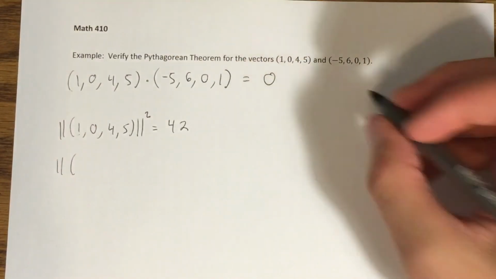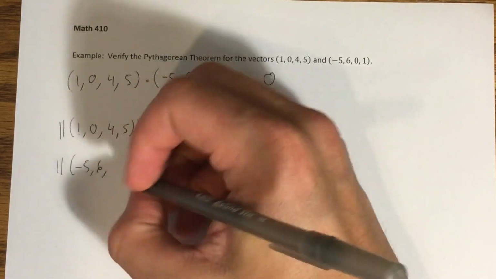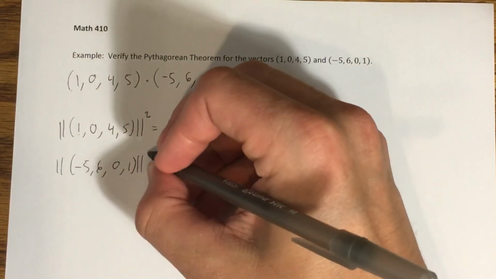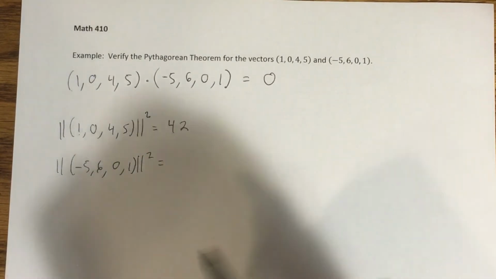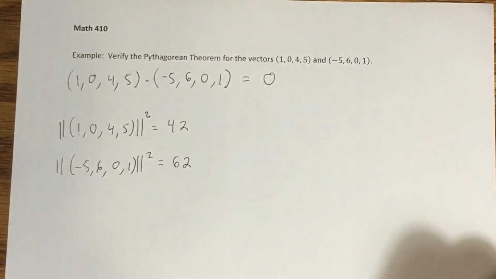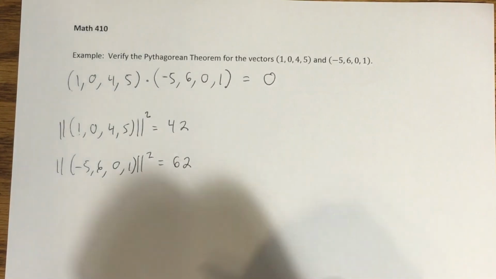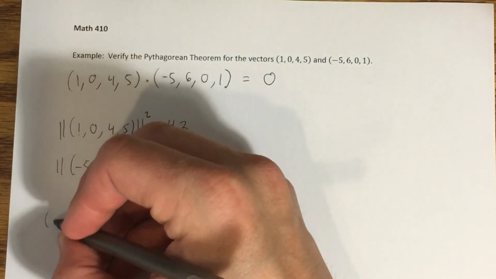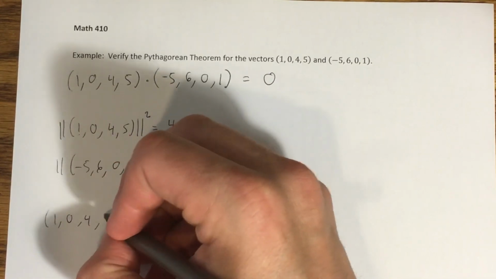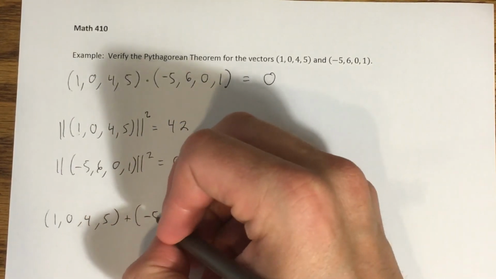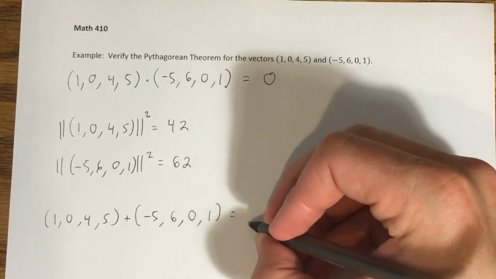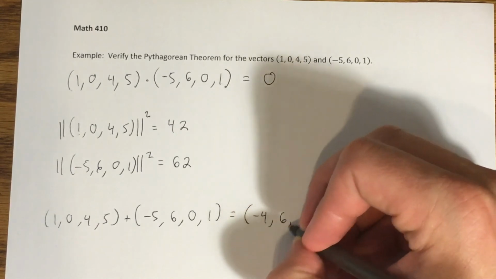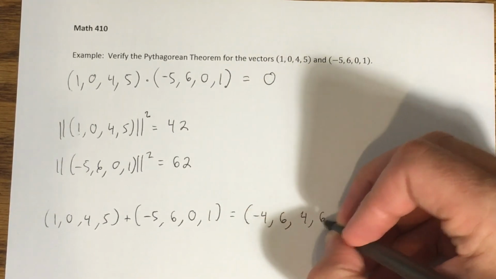If I do the same thing with my second vector there, (-5, 6, 0, 1), find its norm and square it. That's going to be 25 plus 36 plus 0 plus 1. That should be 62. Okay. Now the next thing I want to do is find the norm of the sum of these two guys, or the norm squared. So let's start by adding them. (1, 0, 4, 5) plus (-5, 6, 0, 1). What is that? That should be (-4, 6, 4, 6).